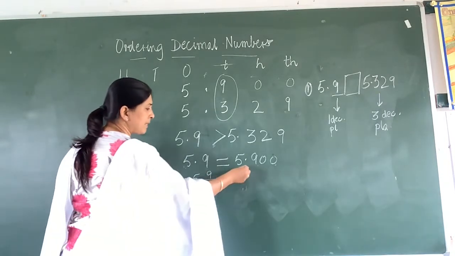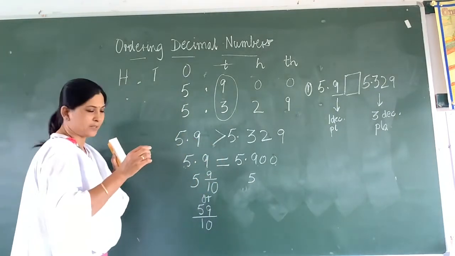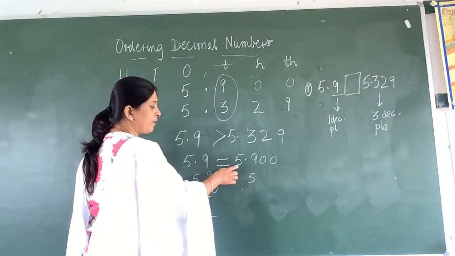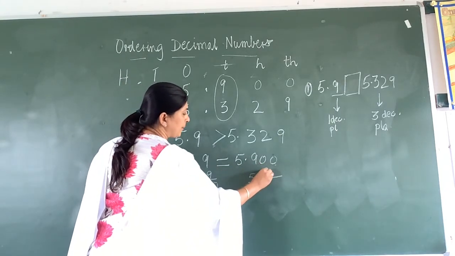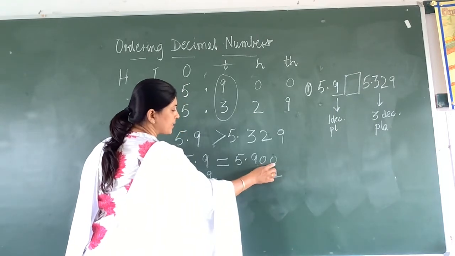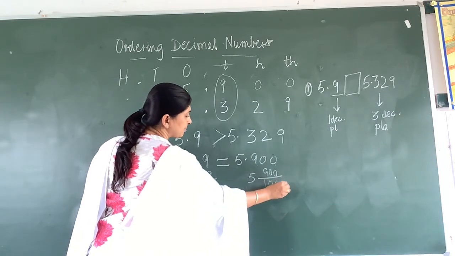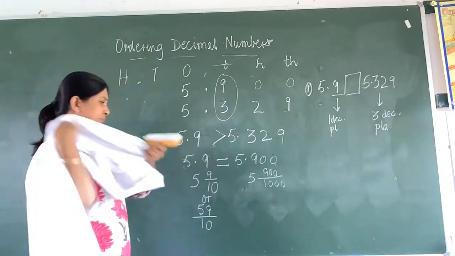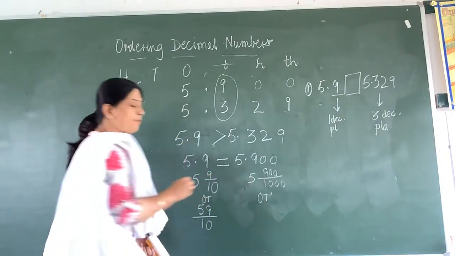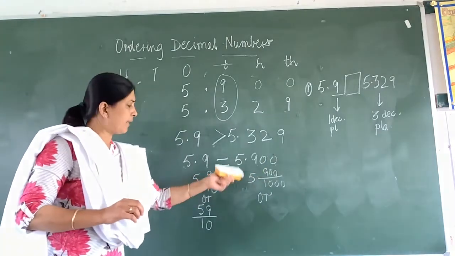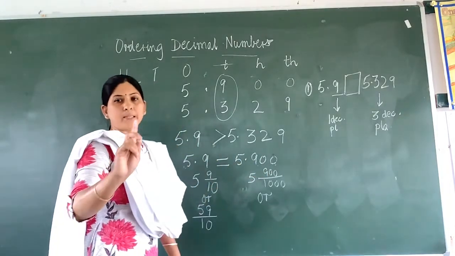Now what does this mean? See, 5.900. If we write it in mixed fraction form, the number before the decimal point, 5, is the whole number. Now 900 will become the numerator. Since there are 3 digits after the decimal point, our denominator will contain 1 and 3 zeros. Yes? Now we can also write this as an improper fraction. 5.900. Now let's write it as an improper fraction. How do we do that? We will write the number without the decimal point.